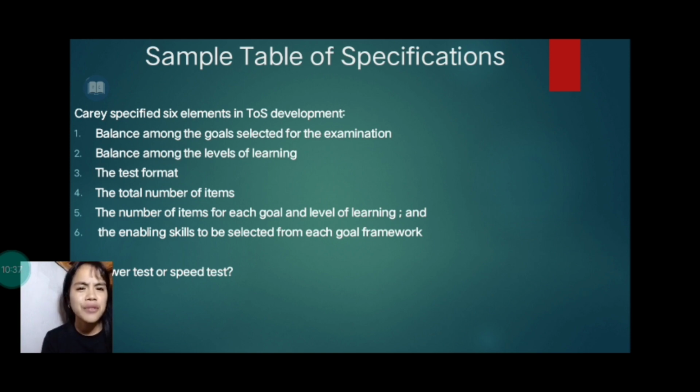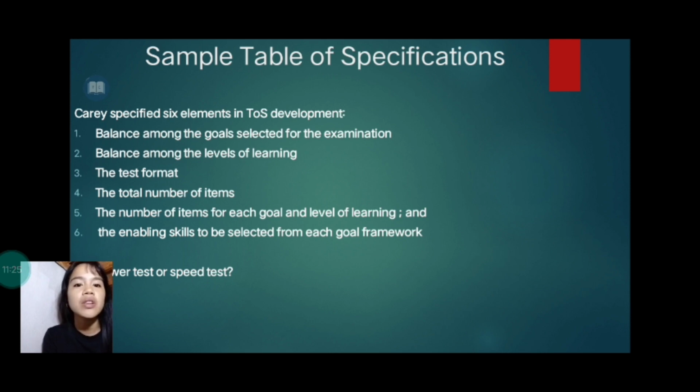The specified 6 elements: the test format. You have to review and analyze the format of your test, whether it is right for the time, and here the SMART criteria come in: specific, measurable, and others, especially time-boundness.